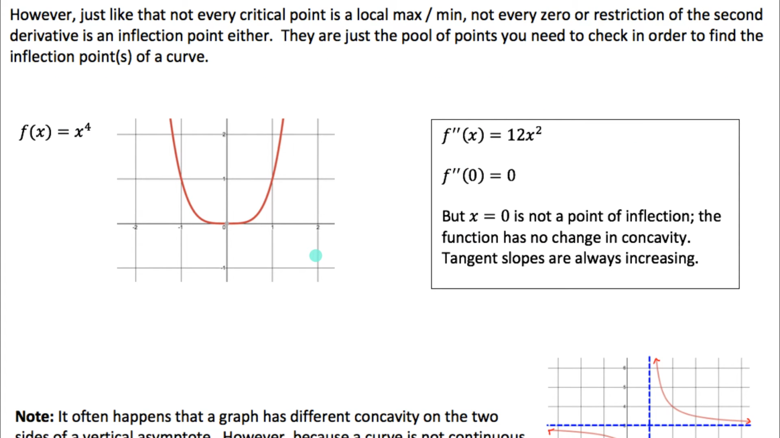But it's important to keep in mind, not all zeros of the second derivative are points of inflection. There has to be a change of sign. There has to be a change in concavity. So the second derivative has to change signs around that point for it to be considered a point of inflection.